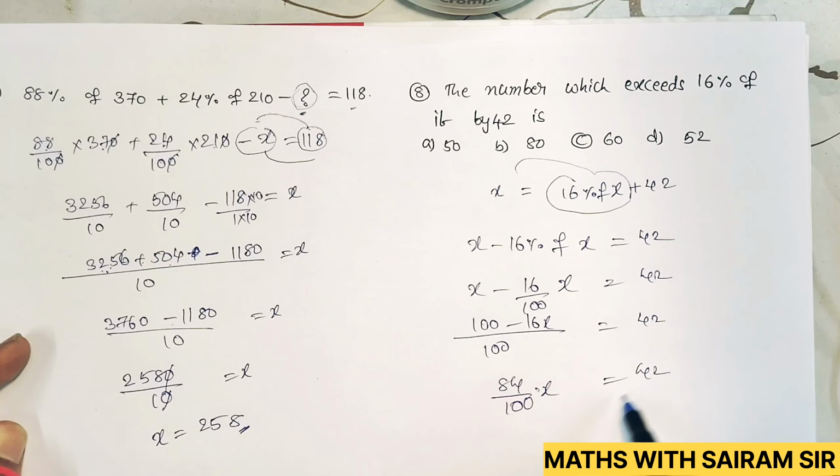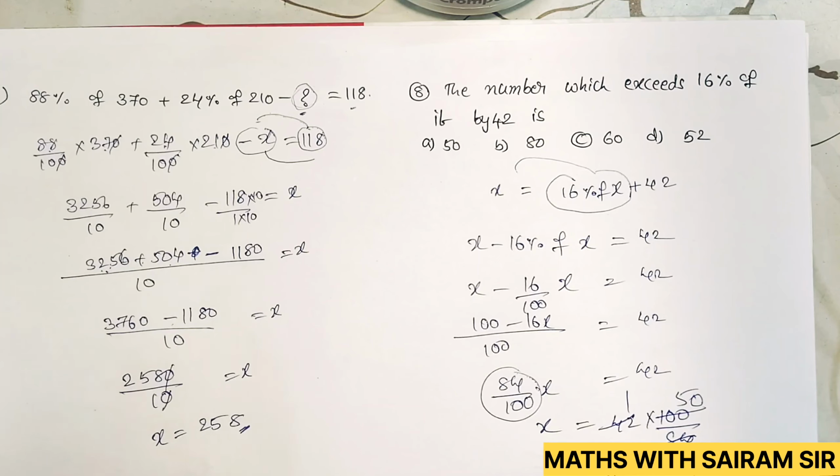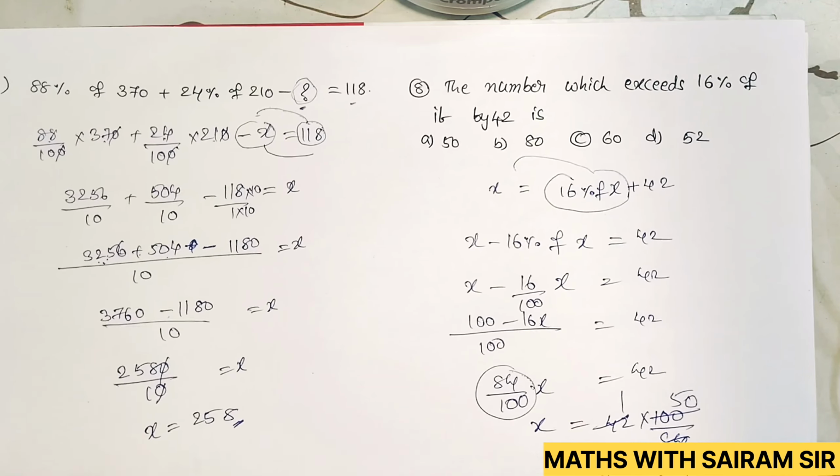gives you 42. So to get a value of x, we need to transpose this 84 by 100 to other hand. It becomes a reciprocal, 100 by 84. So 42 ones are 42, 2 twos are 84, 2 ones are 2, 50. So x is what? 50. So first option is the correct one for this question.